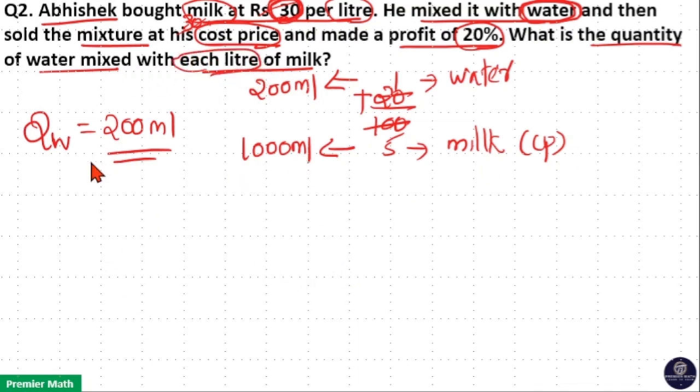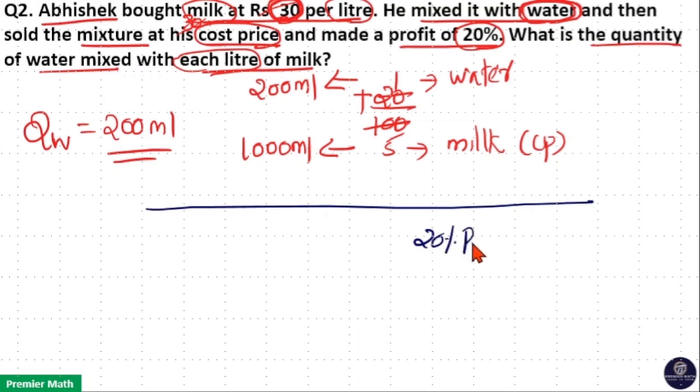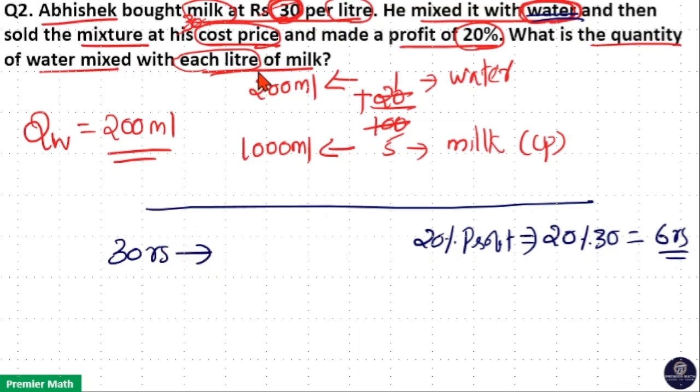Now you can do this question in a different method as well. That is, here 20% is the profit, which means 20% profit means 20% of the cost price, 30 rupees. 20% of 30 is 6 rupees. Now this 6 rupees denotes the profit, means 6 rupees denotes the water amount. Now at 30 rupees he will get 1 liter milk, that is 1000 ml milk.